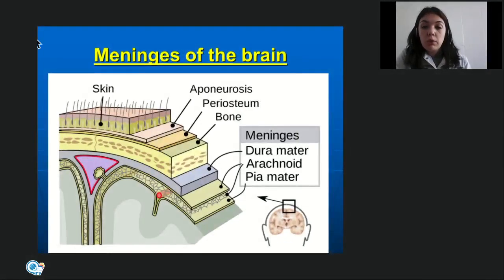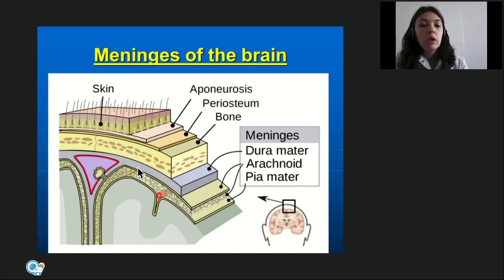So, meninges of the brain. Actually, you studied it when you studied meninges of the spinal cord. Here they are the same. There are three meninges: dura mater, arachnoid mater and pia mater. And dura mater of the brain, unlike dura mater of the spinal cord, is firmly attached to the internal surface of skull bones. That's why, unlike in the spinal cord, here in the brain there is no epidural space.